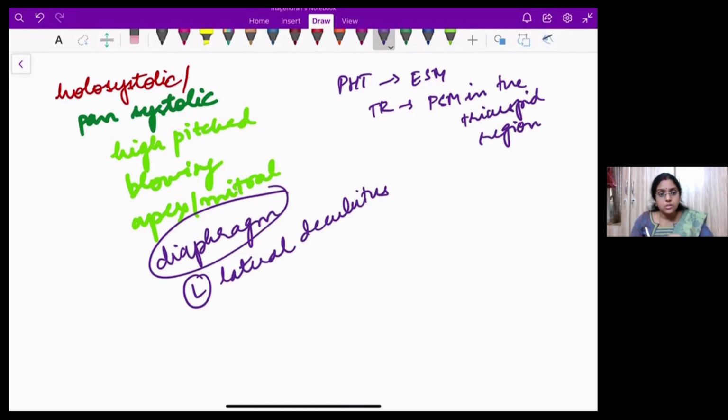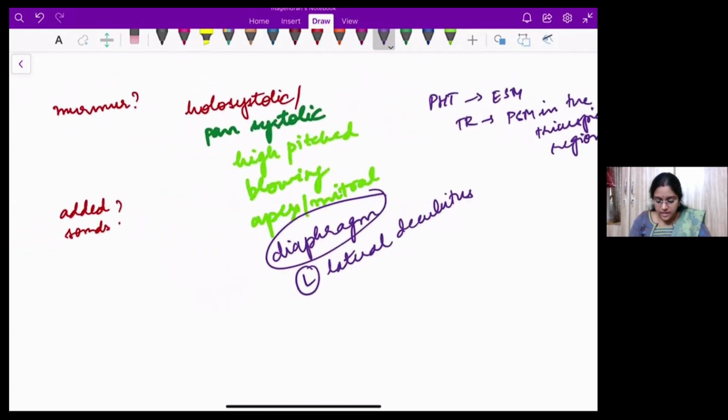So we've seen it's a holosystolic or pansystolic high-pitched blowing murmur in the mitral or the apical region, heard best with the diaphragm of the stethoscope in the left lateral decubitus position. The variation with respiration is not very clearly defined, but you can still say. So that is the murmur. What about the added sounds? Do you have any added sounds?